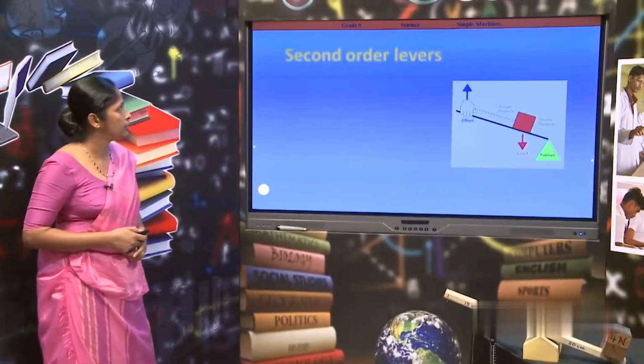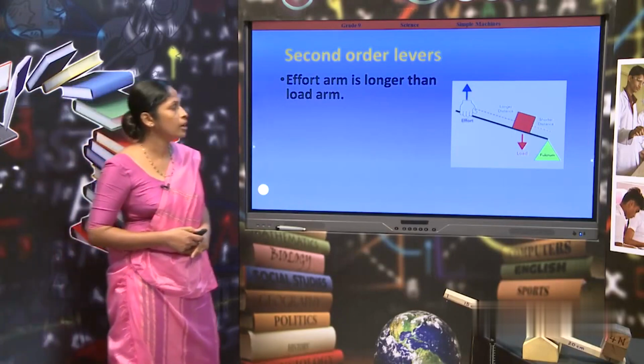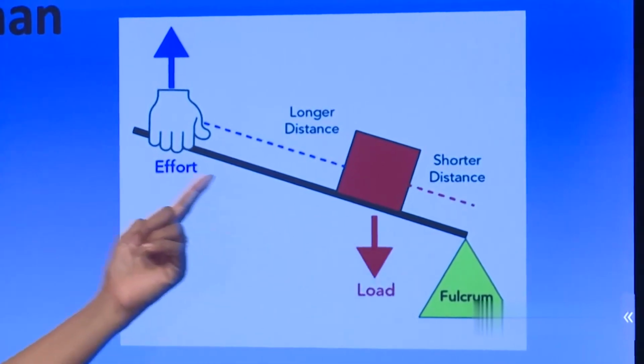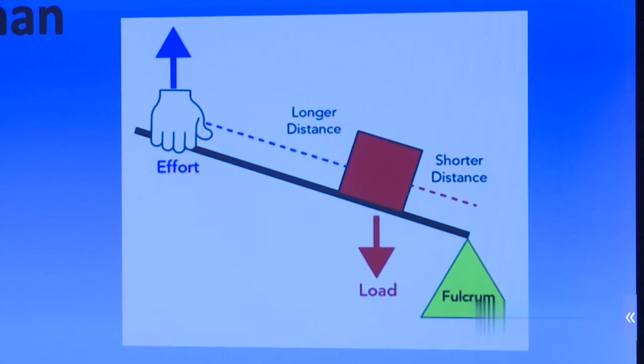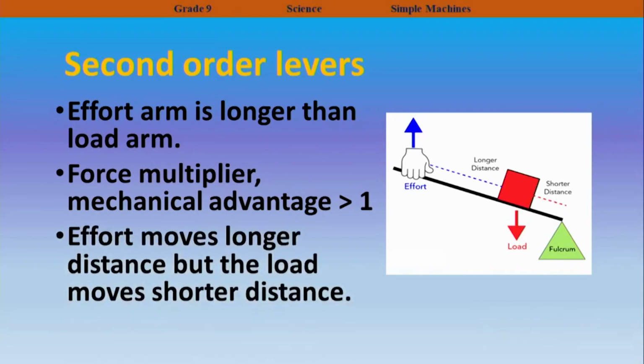The second order levers. In the second order levers also, the effort arm is greater than the load arm. Therefore, it is a force multiplier. Mechanical advantage is greater than 1. But here also the force moves a much longer distance than the load.